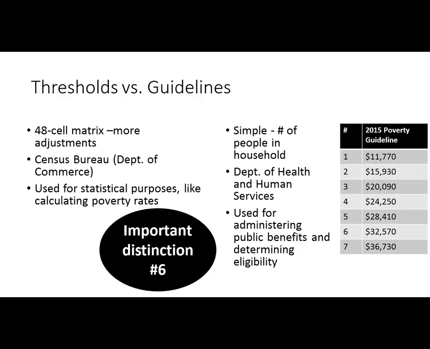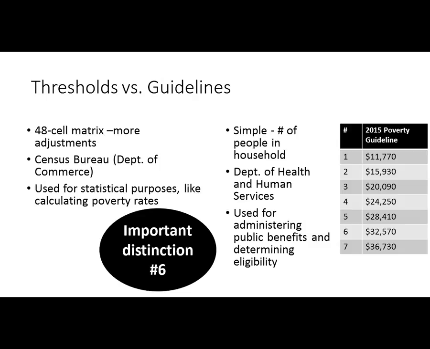One last important distinction in learning about the official poverty measure is between poverty thresholds and poverty guidelines. Poverty thresholds are the 48-cell matrix, which you've seen. It's still derived from Molly's original calculations and updated only for inflation. The Census Bureau, which is part of the Department of Commerce, sets poverty thresholds, and the thresholds are used for statistical purposes like calculating poverty rates.